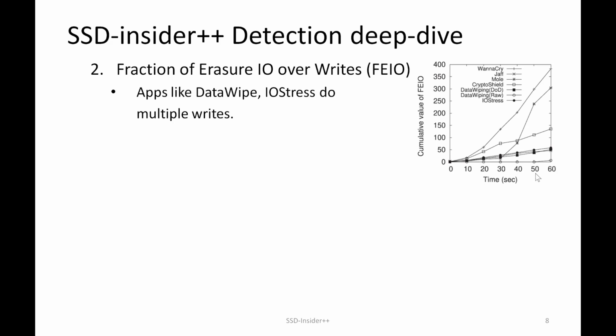Here again on the x-axis we have the timeline, on the y-axis we have the fraction of erasure IO over the writes, right? If we look at this particular graph, we can clearly identify WannaCry, Mole, and CryptoShield. These three have a very high FEIO metric or feature, but still we are not able to distinguish the JAF application from the normal applications, right?